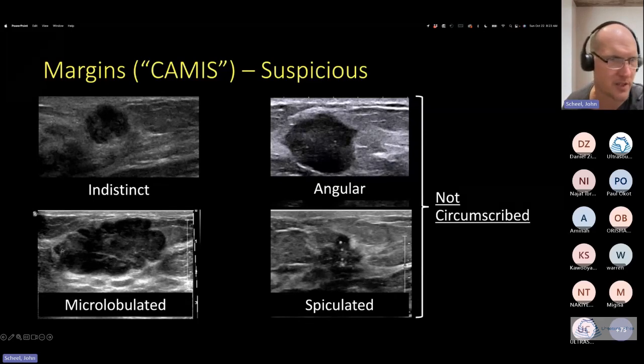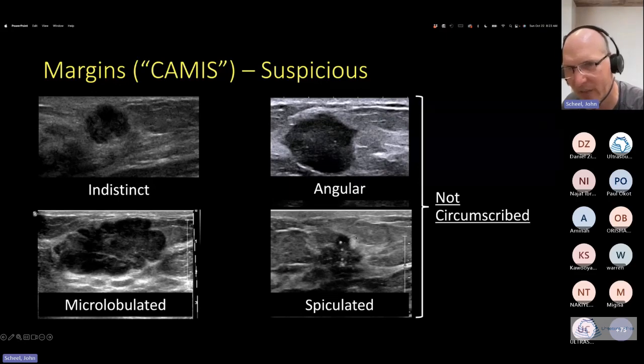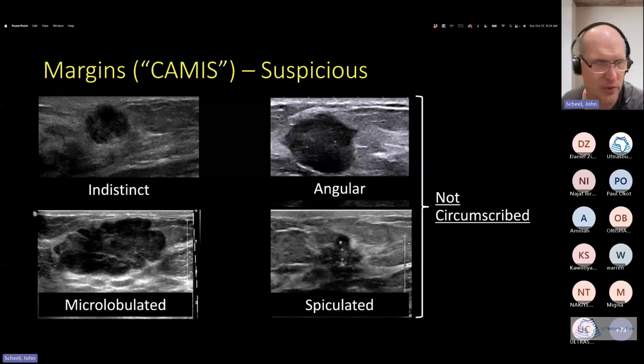Microlobulated margins are these little tiny bumps on the edge. And I hope you can see my mouse cursor. Spiculated also has, similar to the angular, these sharp edges, but you can see that in addition to that, they have these lines extending out from those sharp corners, and those are spiculations. But again, you can decide whether or not you use these four or use not circumscribed. It doesn't matter. What does matter is that if you use these terms, you recommend a biopsy.